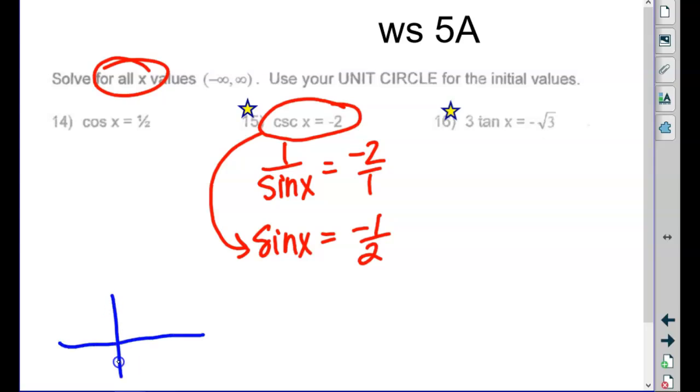The sign is the y value, so -1/2, I'm thinking. Remember to draw these little things on your quiz. It will help me know that you were in the right spot, or not.